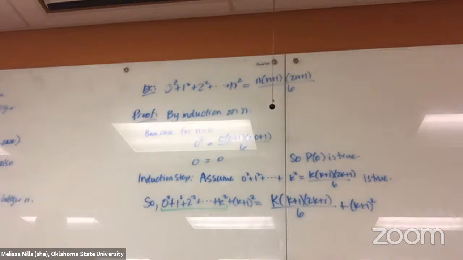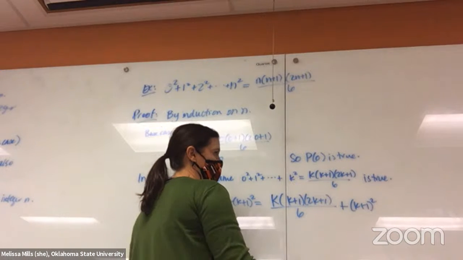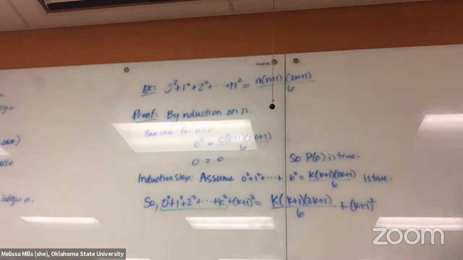What does your gut tell you to do? I want to manipulate this algebraically until it looks like that. I want to try to get to there. That's where I'm trying to go.